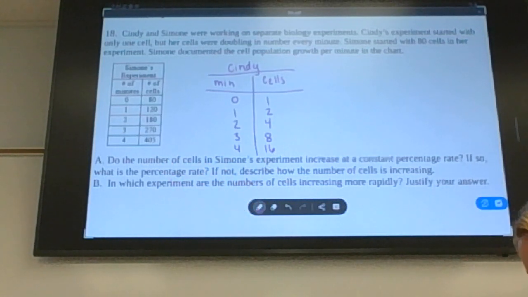Do the number of cells in Simone's experiment increase at a constant percentage rate? What is the rate? And if not, how are they increasing? So focusing here on Simone, what's happening to these numbers? This one goes up 40.